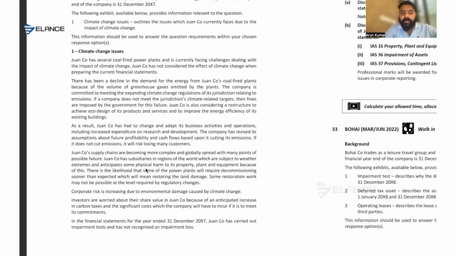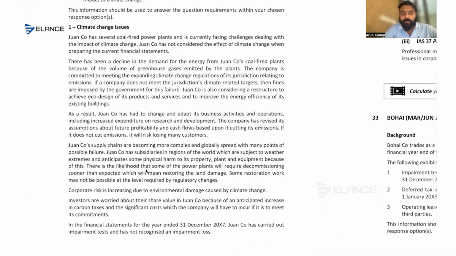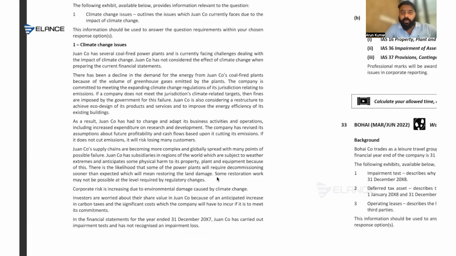The company's supply chains are becoming more complex and globally spread, with many points of possible failure. So Juvan has subsidiaries in regions of the world which are subject to weather extremes, and anticipates some physical harm to PPE because of this. And there is the likelihood that some of the power plants will require decommissioning sooner than expected, which will mean restoring the land damage. So again, decommissioning cost, which standard is going to come here? Decommissioning cost. Provision. There should be a provision for this decommissioning.